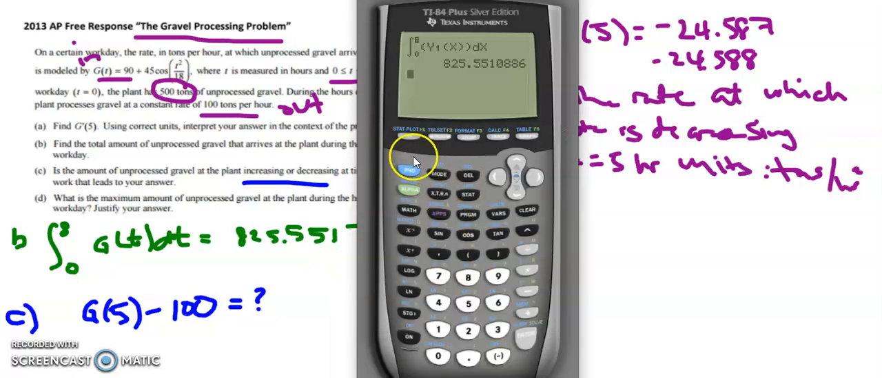So let's go ahead back to our graph screen, and I'm going to highlight the first graph and not the second, because I actually want to see the G graph, which is the rate. So I need that at 5, so I can do my standard window still. And I'll go ahead and graph it.